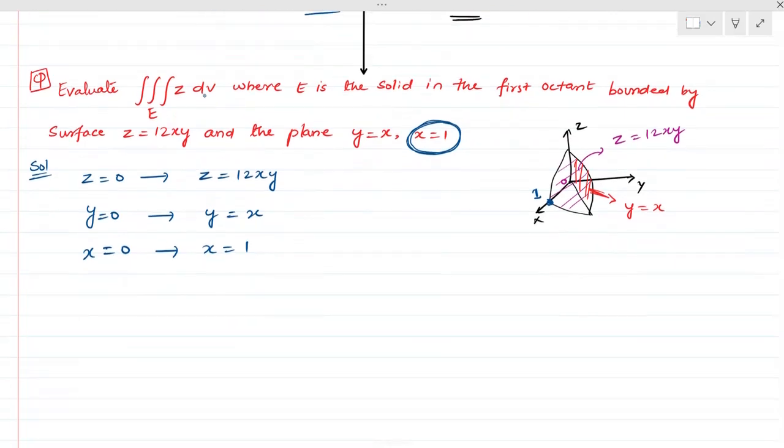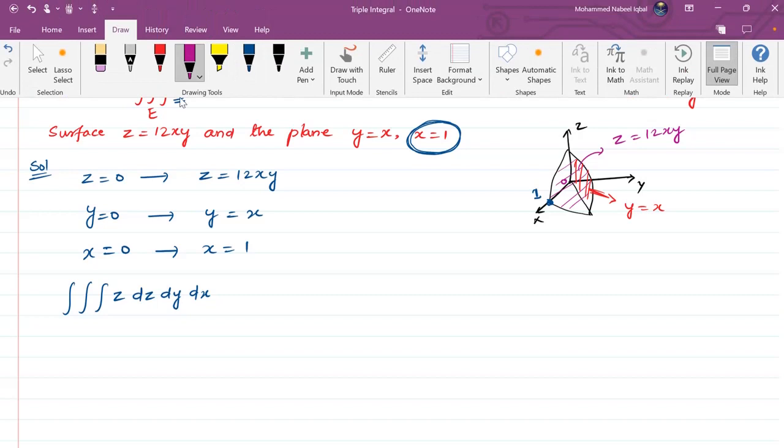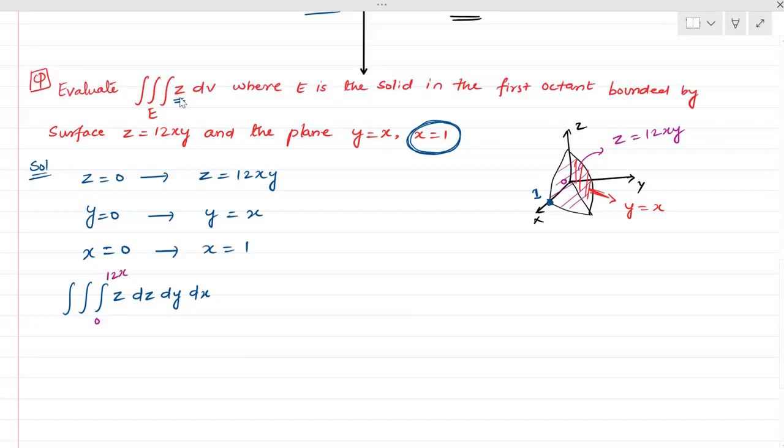So I will write it this way. The integration, the function is given as z here. So I write it as it is, triple integral z first dz, dy and dx. The limit of z, what is the limit of z? 0 to 12xy. What is the limit of y? 0 to x. What is the limit of x? The outer limit, constant limit, which is 1.